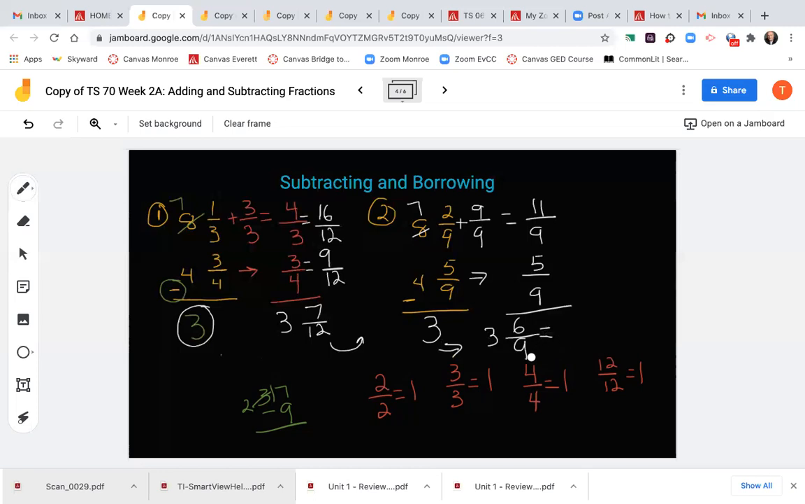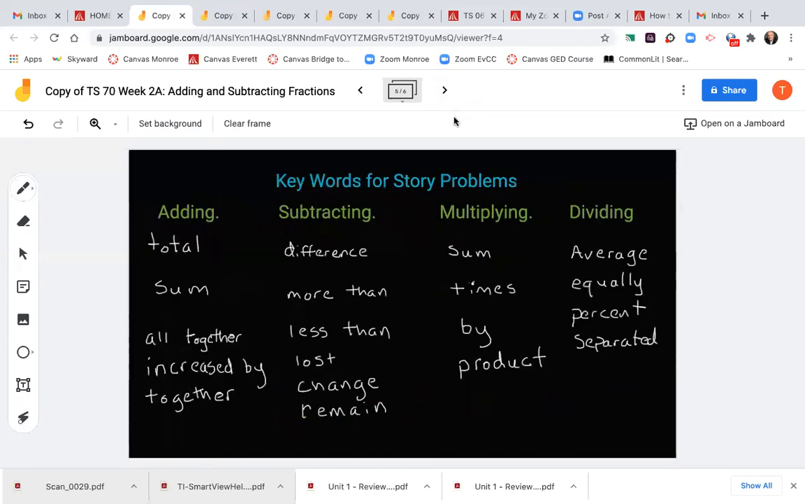Oh, yes, I can. 6 ninths reduces. So my final answer is 3. And then 3 goes into 6 once, and it goes into 9 3 times. There's my final answer. Okay? All right, for the sake of time, I'm going to move on here because I've got some more ground to cover here.